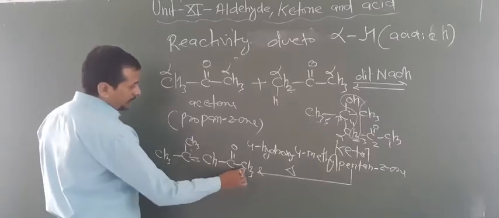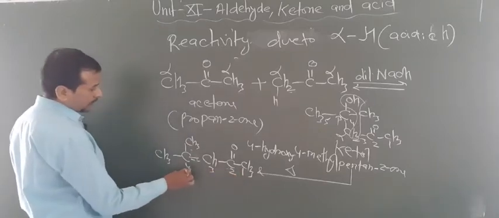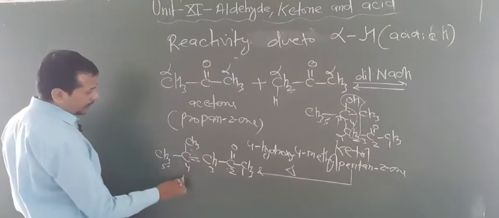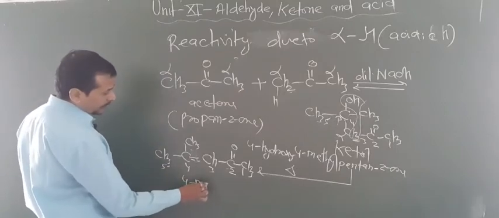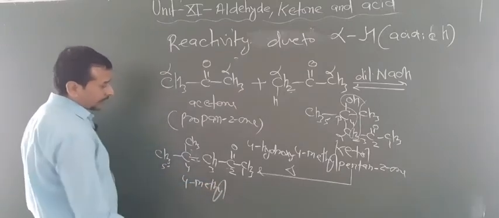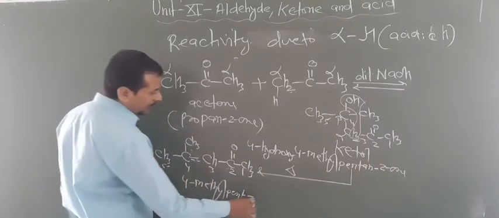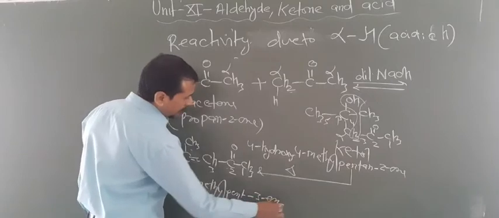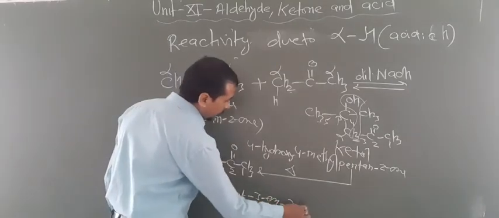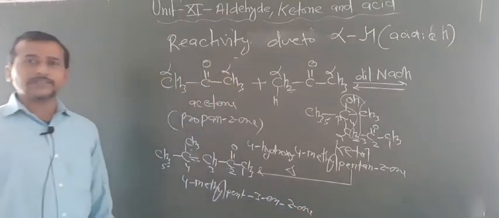Now write the name: 1, 2, 3, 4, 5. So the name of this chemical is 4-methyl. 5 carbons contains pent. Here the 3 number contains ene. So 3-ene and 2-one. So this is the name of this chemical.